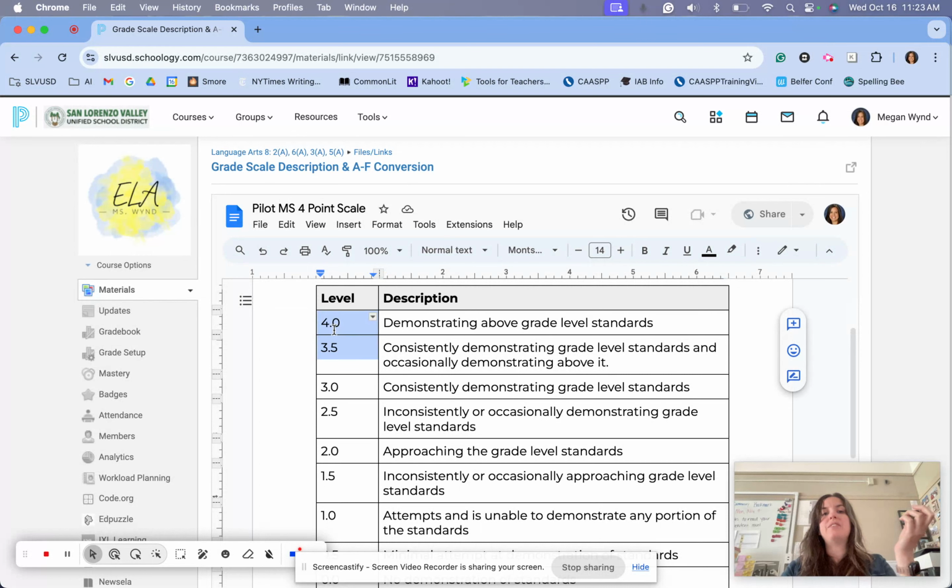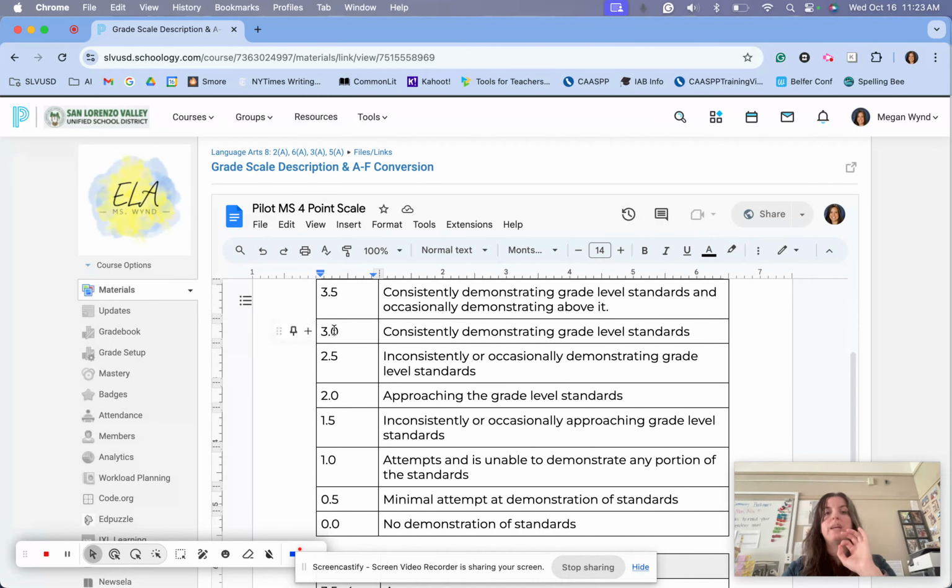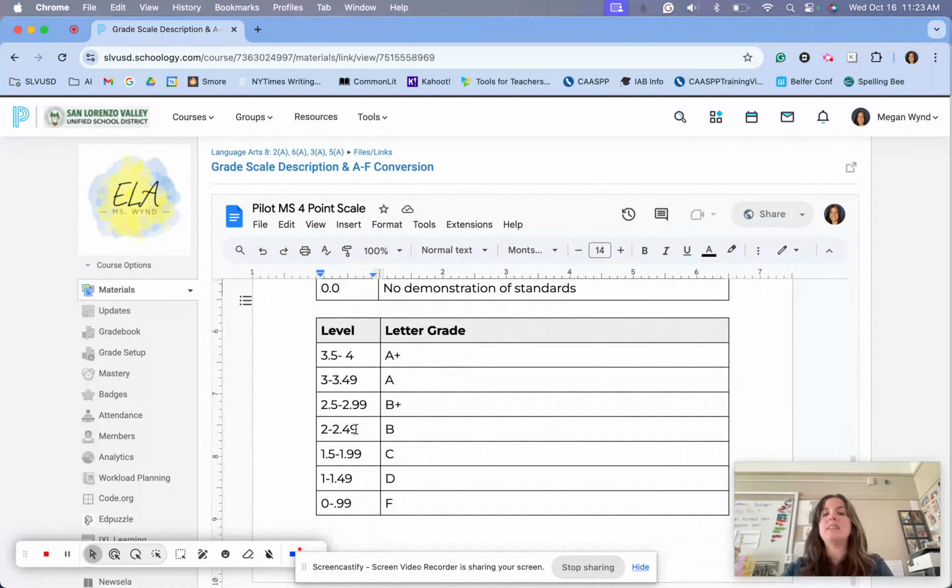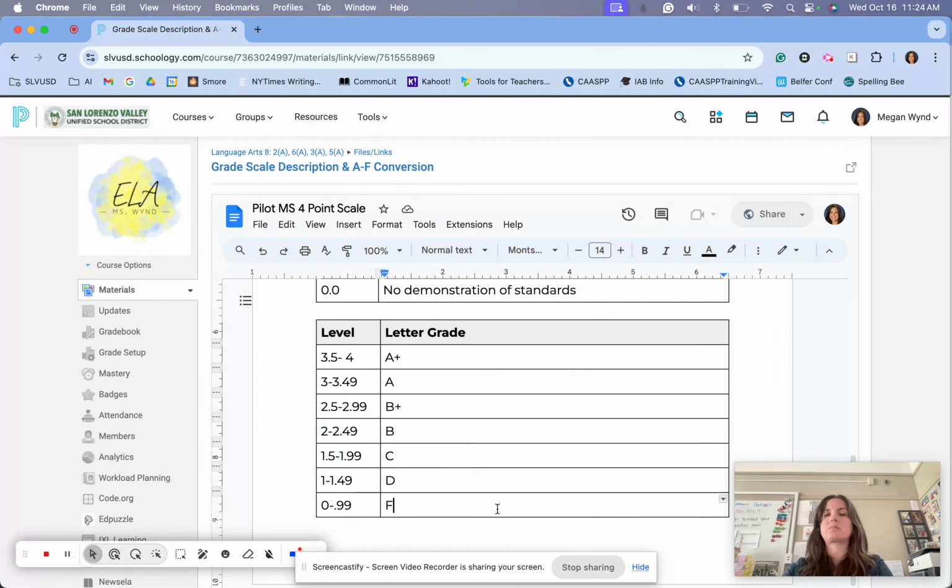If you're 3.5 and above, you are awesome. You're doing great stuff, right? If you're in a 2.5 to a 3, sweet. You're about where you need to be. You are showing me that you can do what an 8th grader is supposed to do. 2 and below, that's when we've got some reteaching to do. There are some gaps, there are some learning gaps. If you need to see that in a conversion, then you've got that available to you as well.